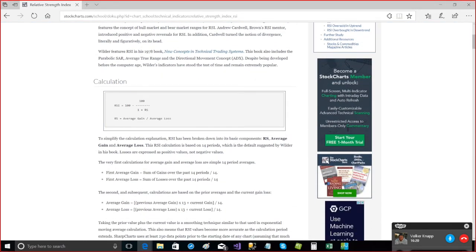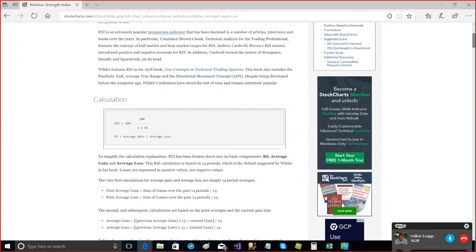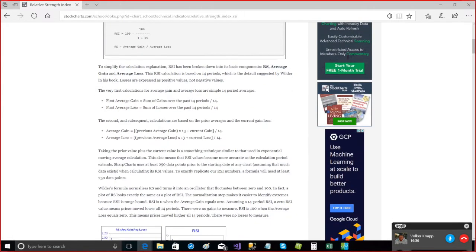So this talks about how the RSI is built. It was created in 1978 by Wells Wilder in his book, New Concepts in Technical Trading Systems. So here's the important part. The first calculation is a simple 14-period moving average of the gains and the losses, just like I did.